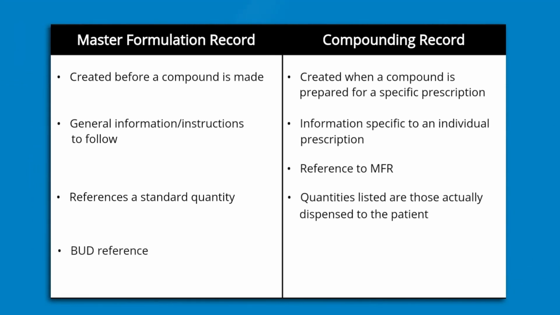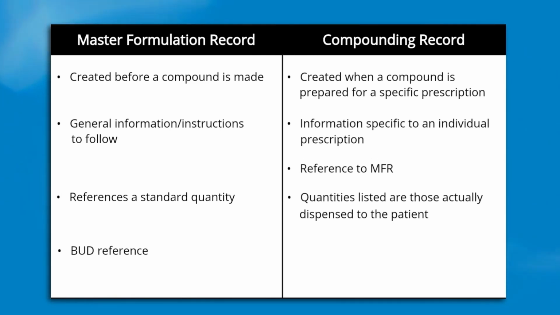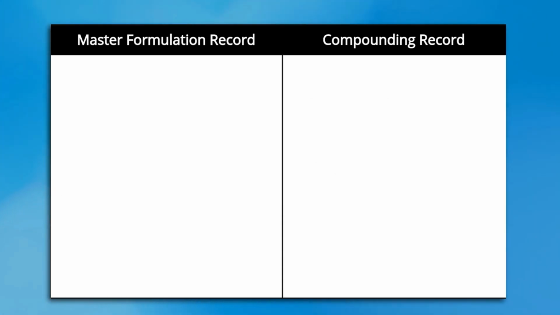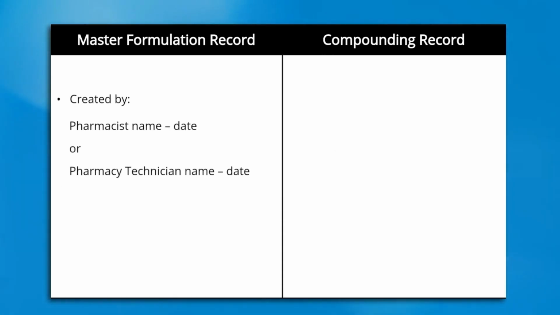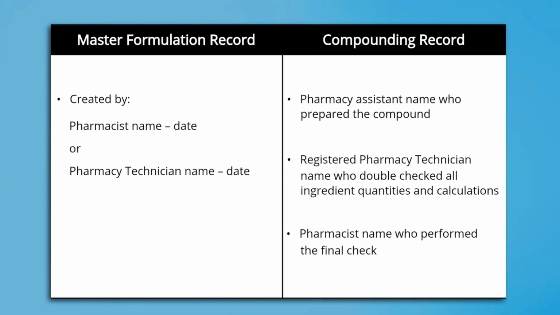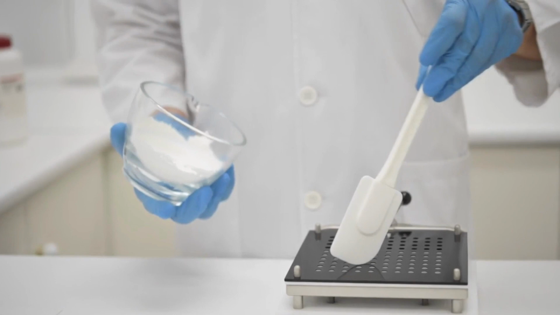Another difference is that the beyond use date is listed in a non-specific way in the MFR, for example, 60 days. The compounding record would indicate the actual beyond use date, which would be 60 days from the preparation date. The MFR includes the names of the professionals who created and verified it, which wouldn't change until it is reviewed and updated. The compounding record would include the names of the staff members who prepared and verified that specific prescription and may change each time the compound is made.